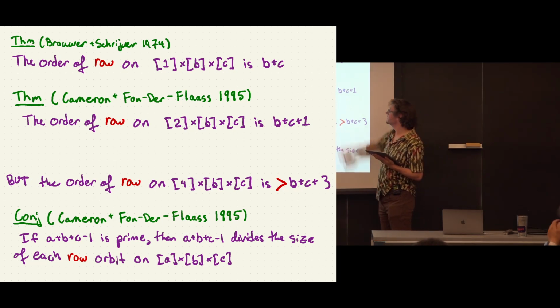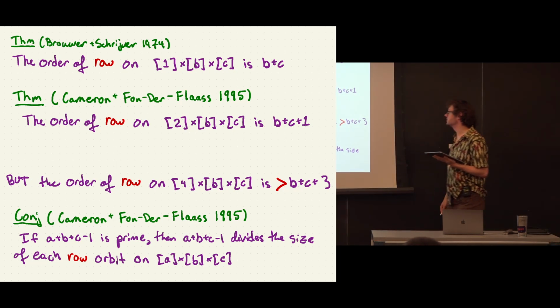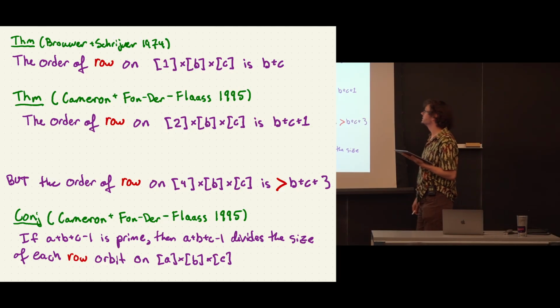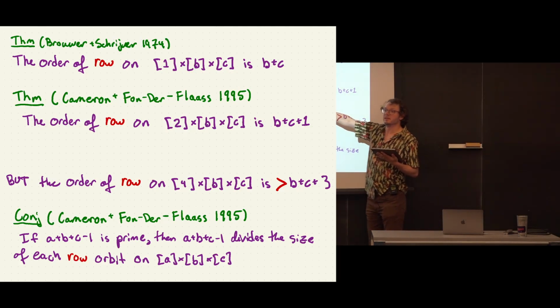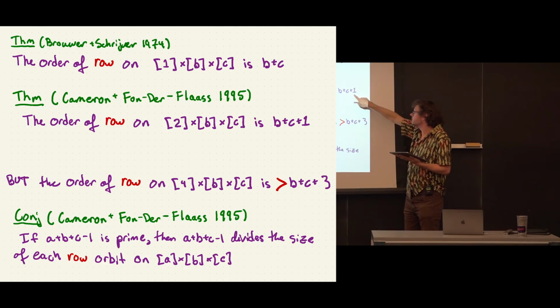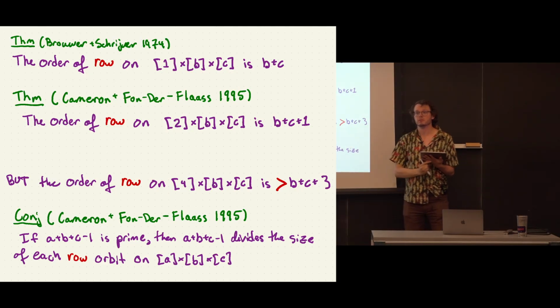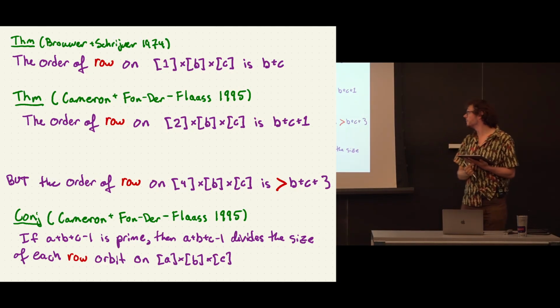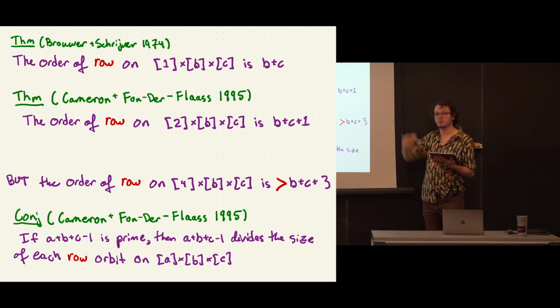And this got picked up 20 years later by Peter Cameron and Dietmar van der Vlas. And they changed the number 1 to the number 2. And they prove basically the same statement, that on this poset, the order of this action is B plus C plus 1. So I made the 1 go up by 1, and the order went up by 1.